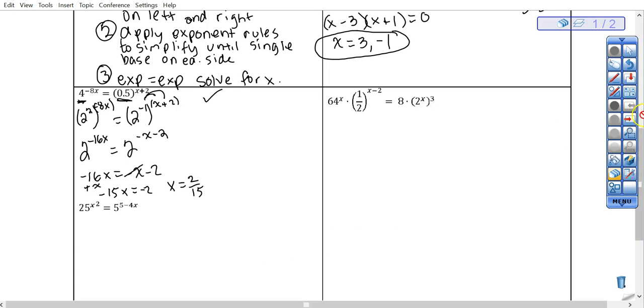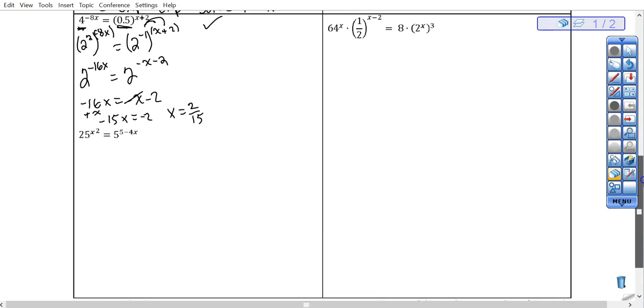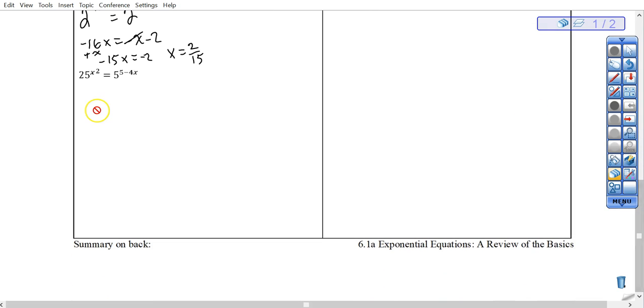Otherwise, we're moving on. Okay. Next example, here we have two bases, 25 and 5. They're not the same base, but it's really easy to write 25 as a base 5, so we'll just substitute in a 5 squared so that we have same base. 5 squared to the x squared is equal to 5 to the 5 minus 4x.